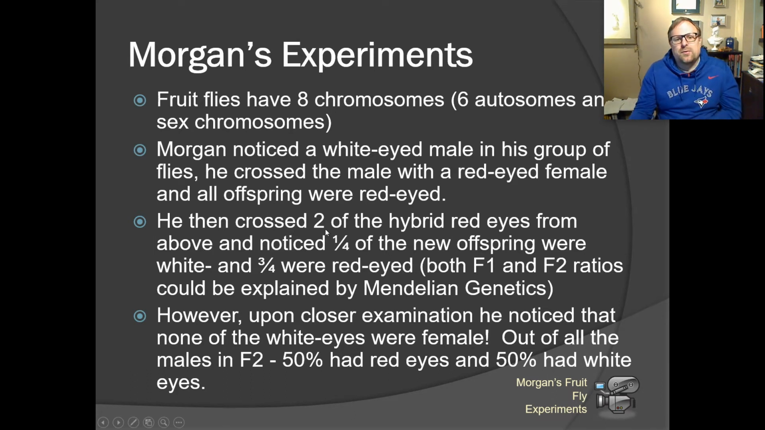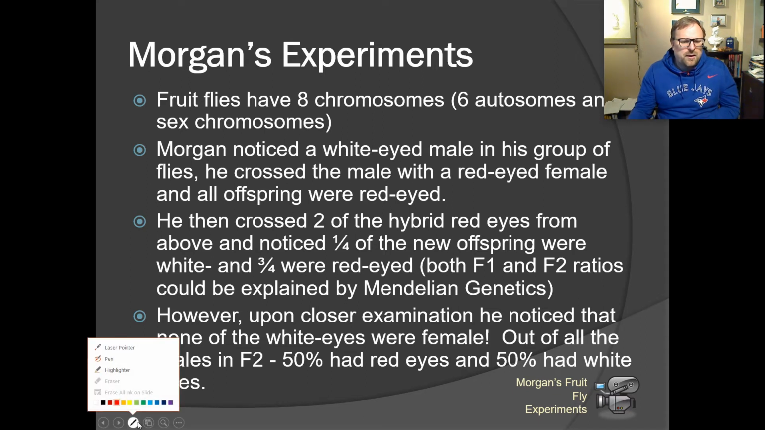Then what he did, though, is he crossed 2 of the hybrid eyes from above and noticed that 1/4 of the new offspring were white and 3/4 were red-eyed. That's normal. That's explained by Mendelian genetics, right? Because basically what he's done is created these offspring that were red-eyed.